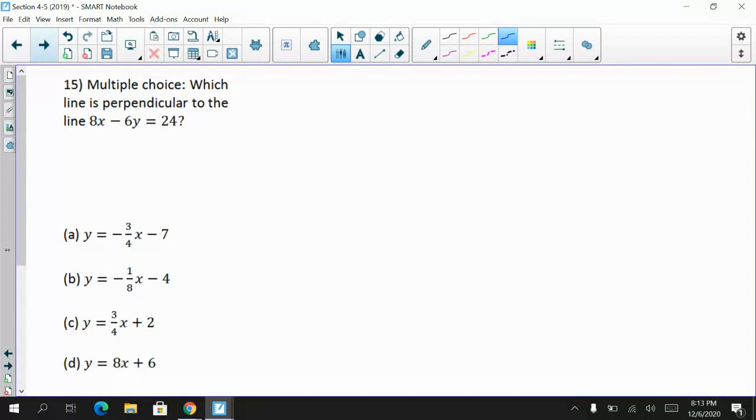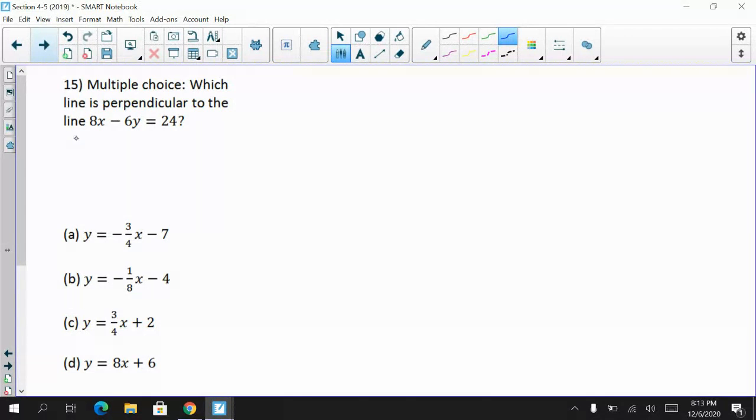Number 15. Same thing, except now it's perpendicular. So same thing. Why don't you guys take 30 seconds? This one might take you 60 seconds. Go ahead and solve and select one of those 4 choices.